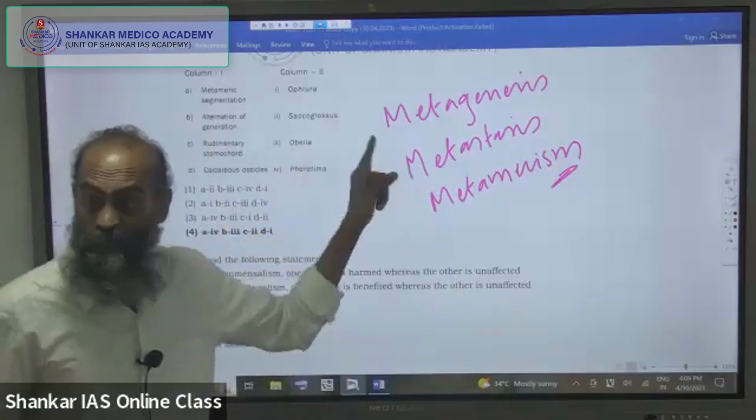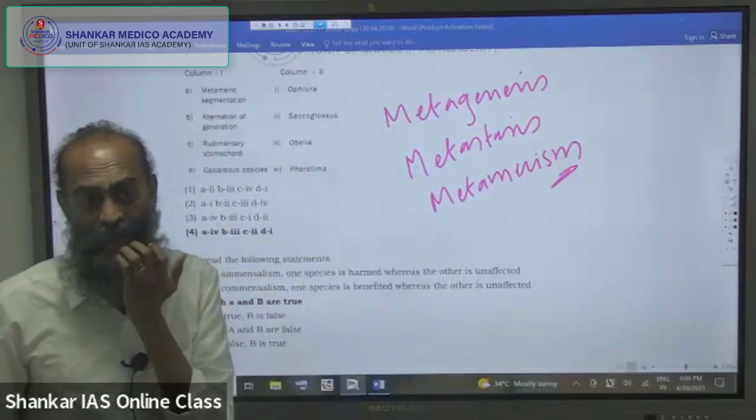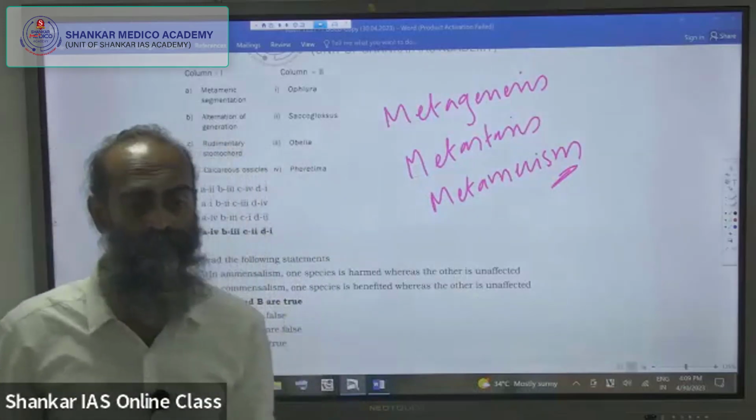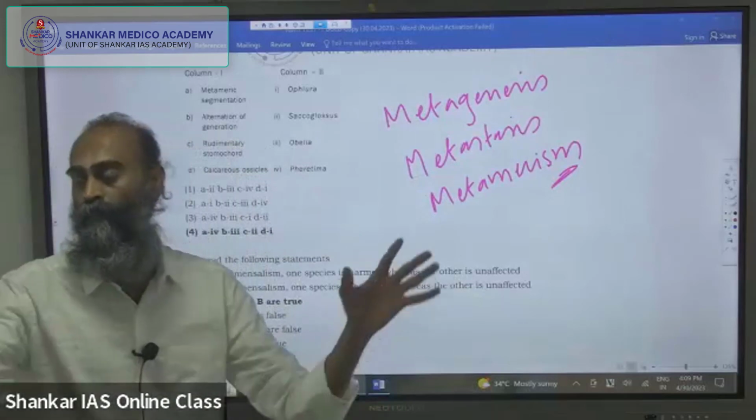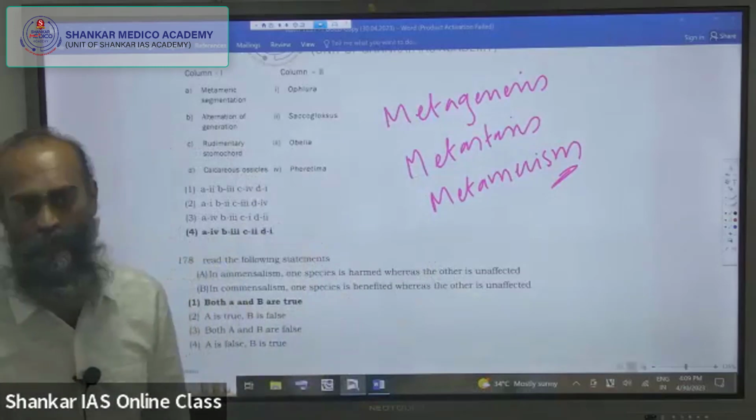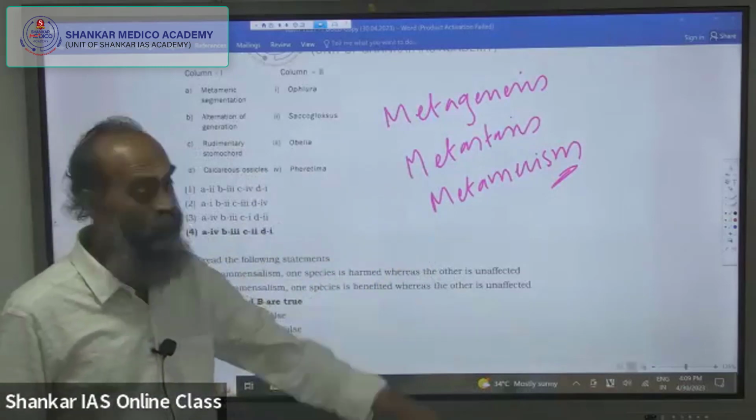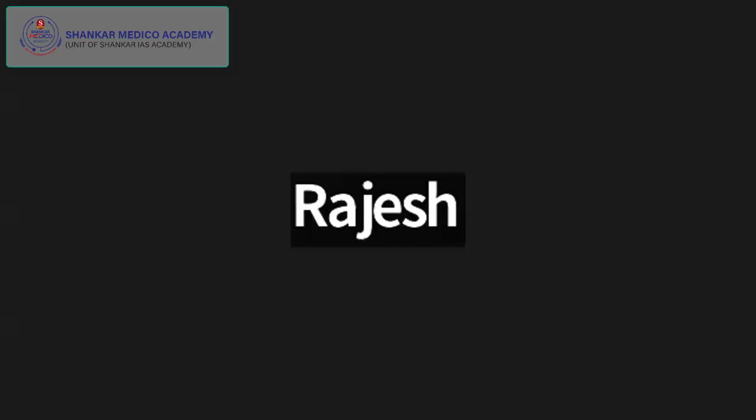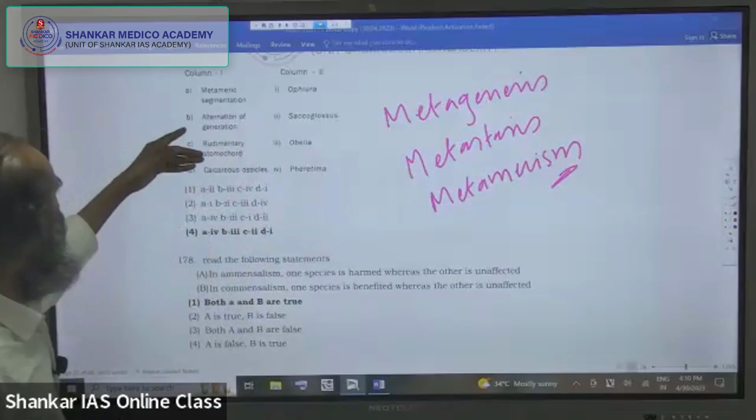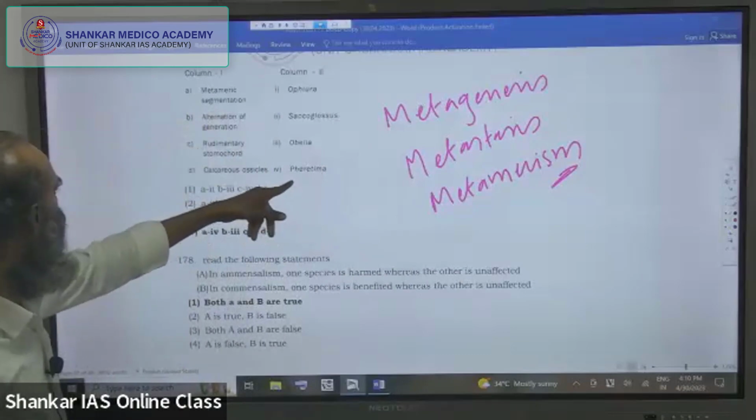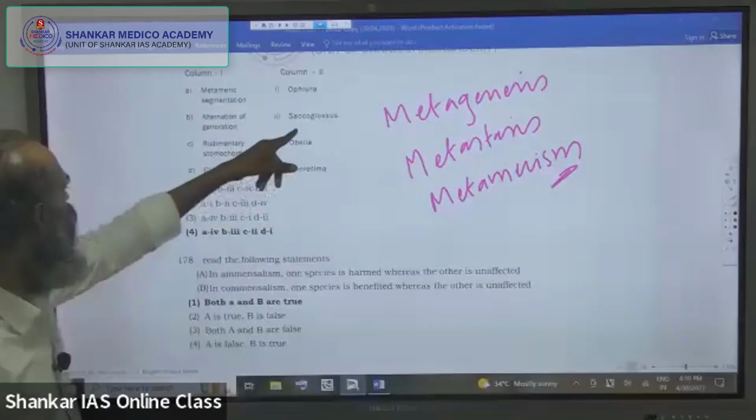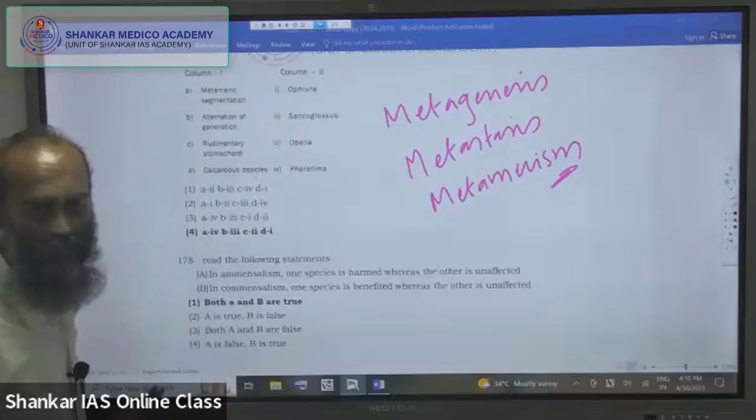Okay. What is metastasis? Malignant tumor. In the malignant tumor, the cancerous cells go on a long journey and long drive in our body. That is what is metastasis. What is metamerism? Segmentation. So I think all these three came here. Metameric segmentation is seen in Pheretima posthuma. Alternation of generation is in Obelia. Rudimentary notochord is seen in Saccoglossus and calcareous ossicles in Ophiura. Is it clear now?